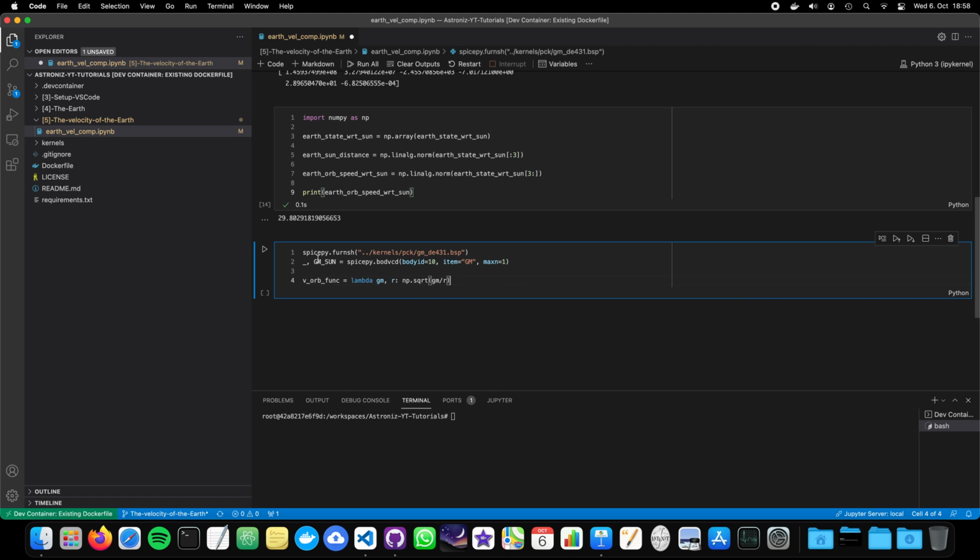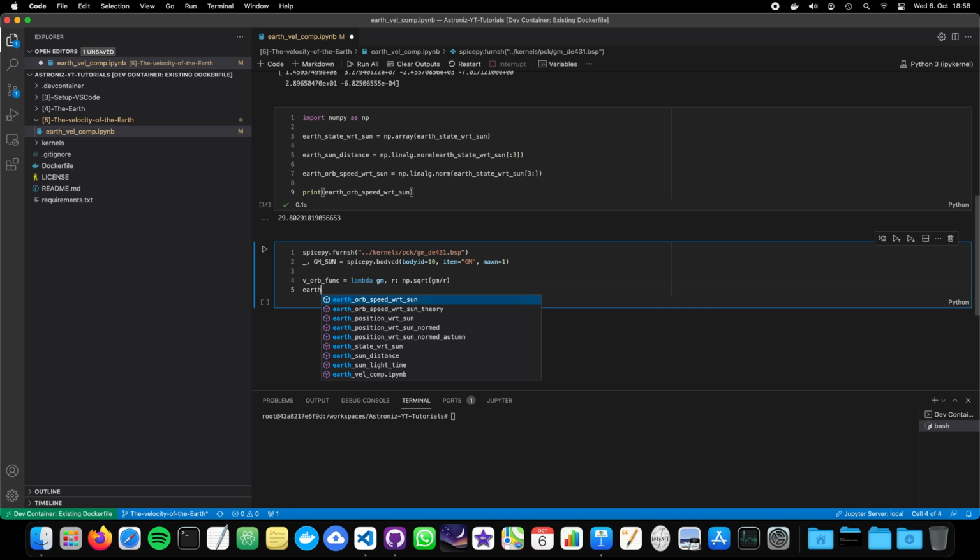And since the g times m value is returned in SI units, so no other units, everything is in kilometers, kilograms, and so on. So SPICE doesn't use meters, it uses kilometers. This is really important to know. Otherwise, your results will be messy.